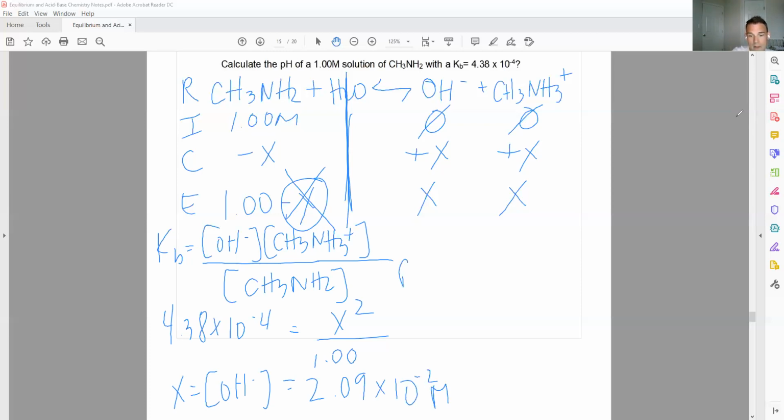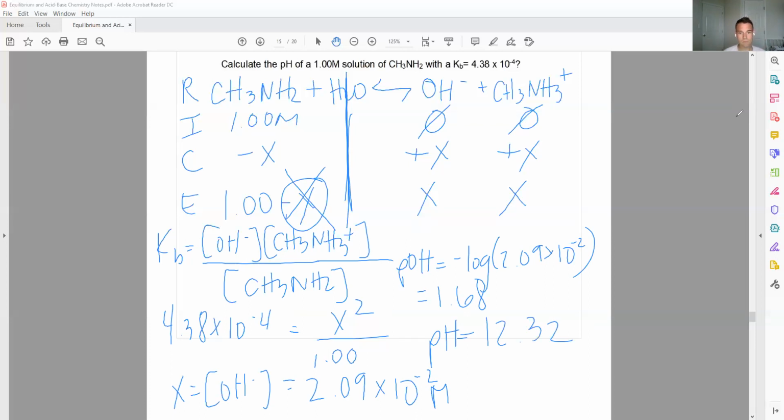Then I can calculate the pOH, which is going to be 1.68, and therefore the pH is going to be 12.32. There you go.